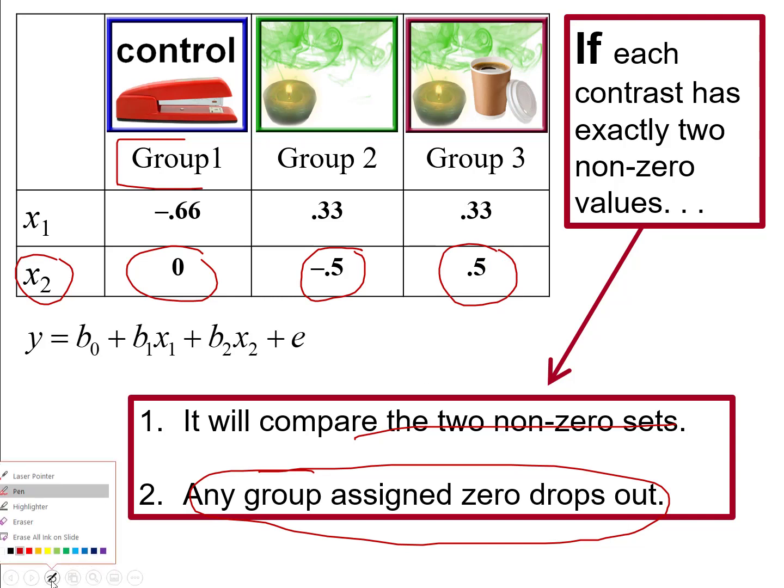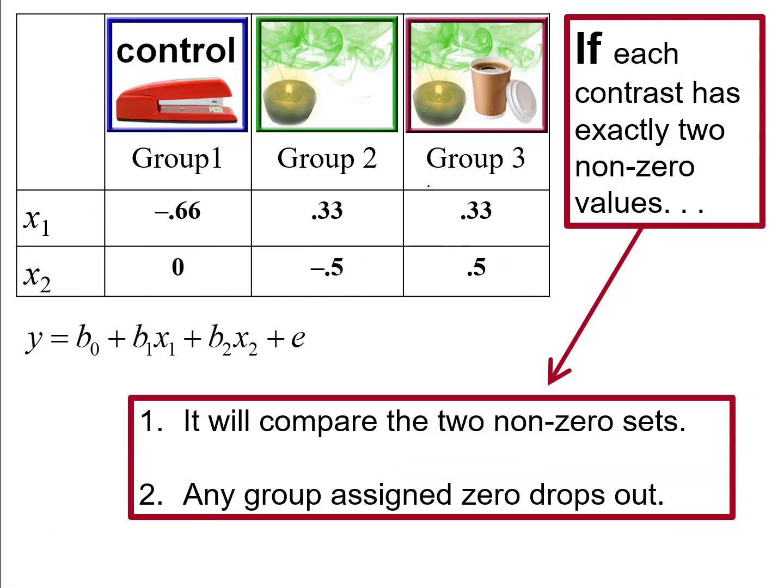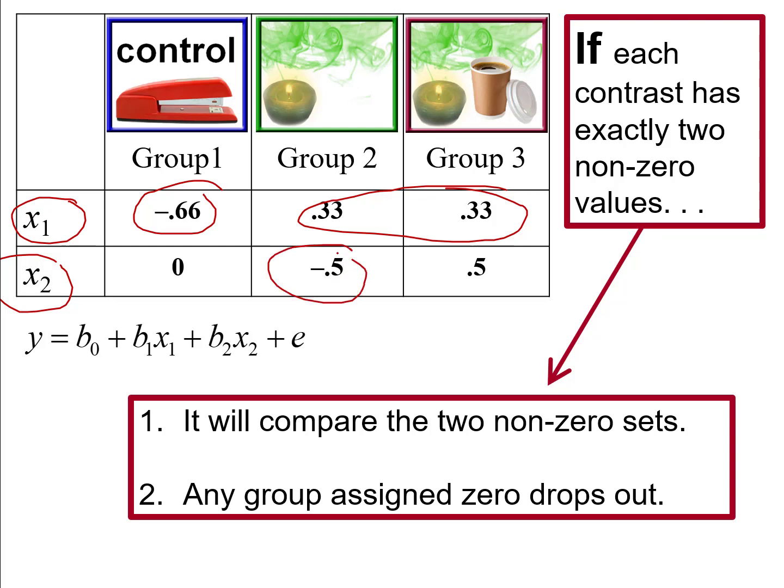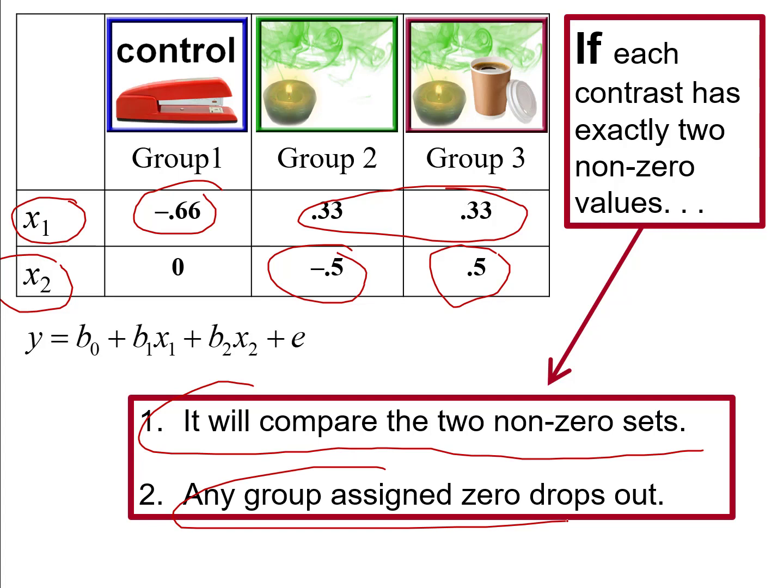So when I set this up with orthogonal contrasts and use these values here, I've created this first contrast that's going to test the extent of difference between group 1 on one hand and my two treatment groups on the other hand. And the second contrast is going to test the extent of difference between group 2 on one hand and group 3 on the other hand, because each contrast will compare the two non-zero sets of numbers, and groups assigned 0 are going to drop out of the comparison.